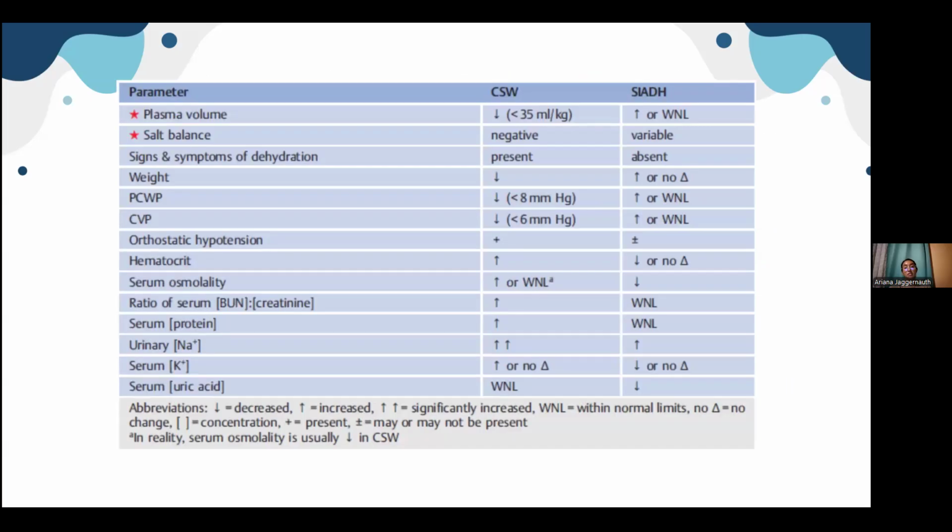So this here is just a table comparing the two so that you can identify the differentiating factors between them. I won't get into it too much, but just to mention, with cerebral salt wasting there's a negative salt balance. However, it's variable in SIADH. Plasma volume is typically reduced in cerebral salt wasting, and in SIADH it may be increased or even normal. Signs of dehydration are typically present in cerebral salt wasting and they are absent in SIADH.